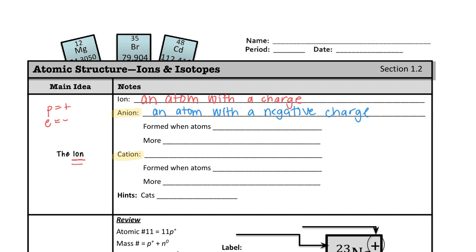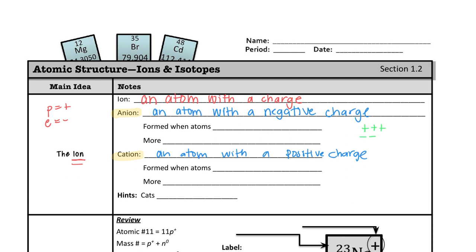And then cation, you could probably fill this in without me. This is going to be a positive ion, but in order to stay with the last way that I wrote it, we'll just write it the same way. An atom with a positive charge. Okay, so how do we end up with an anion? Well, if we think again about our protons and our electrons, if we have extra electrons, we'll end up with an extra negative charge. I kind of like to just almost line them up.